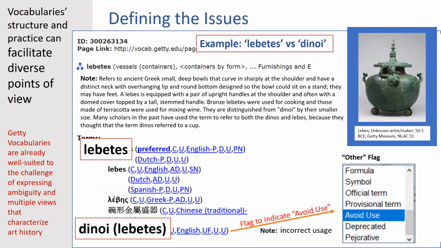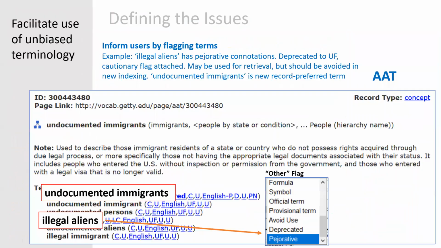Well, we can use this same facility to express ambiguous and different points of view regarding inclusivity and unbiased terminology. And here's an example of that. Illegal aliens was formerly preferred, and now it's been deprecated. It's considered pejorative and is so flagged. And undocumented immigrants is a preferred term for this concept.